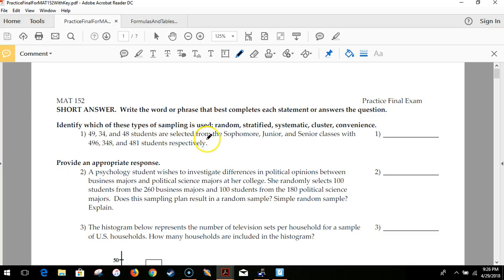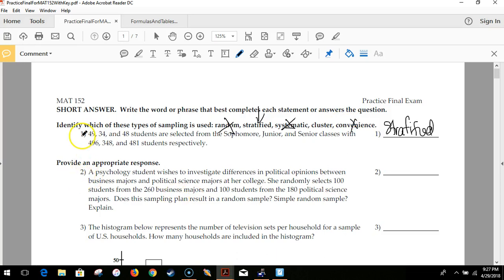49, 34, and 48 students are selected from the sophomore, junior, and senior classes. Those classes have 496, 348, 481 students respectively. So what type of sample is this? Random, stratified, systematic, cluster, or convenience? Since this is broken up into groups, it can't be a random. It also can't be a systematic. It could be a convenience, but we're picking a certain amount from each group, so that is going to be a stratified. If I had them broken up into groups and then I just took everybody from one group, that would be a cluster.